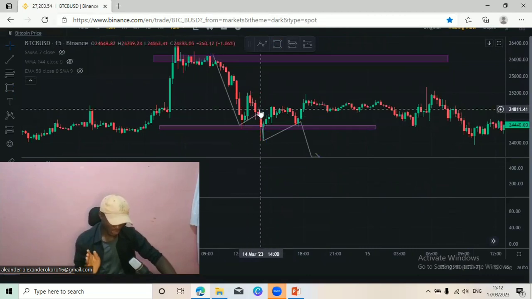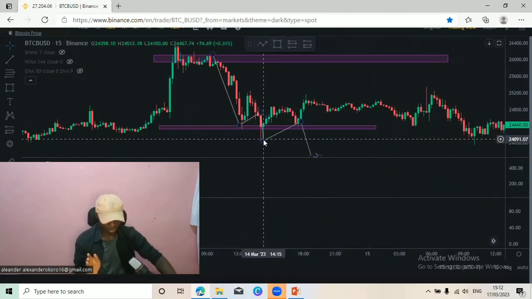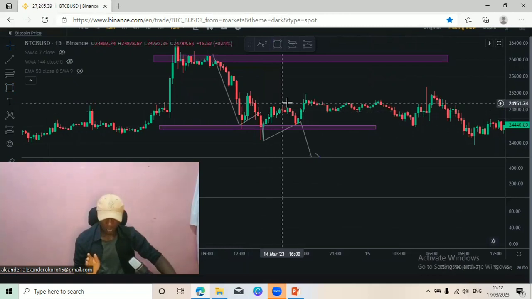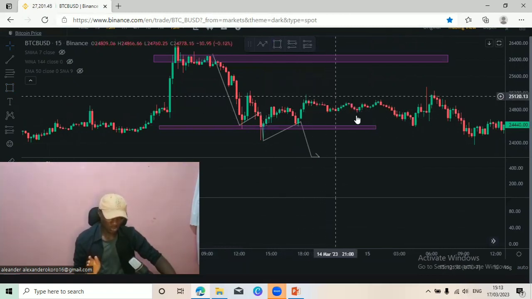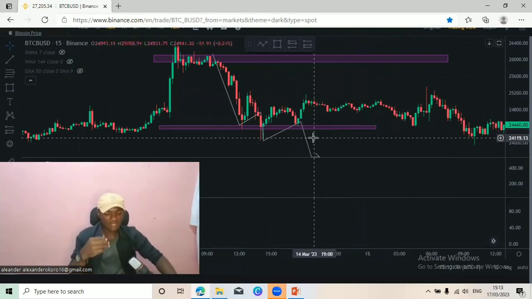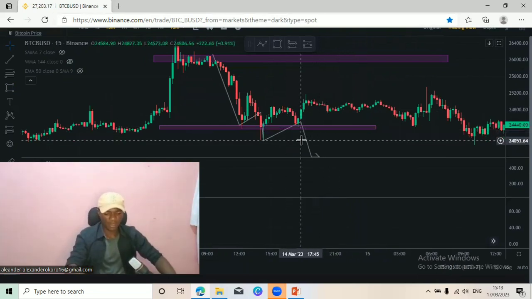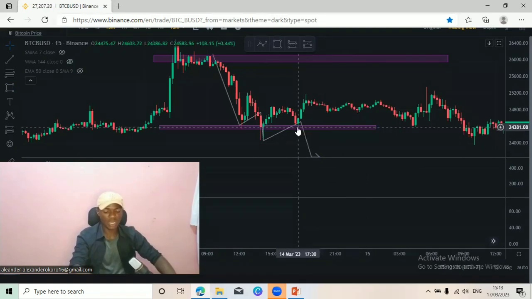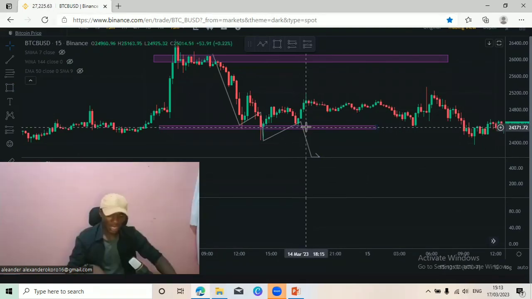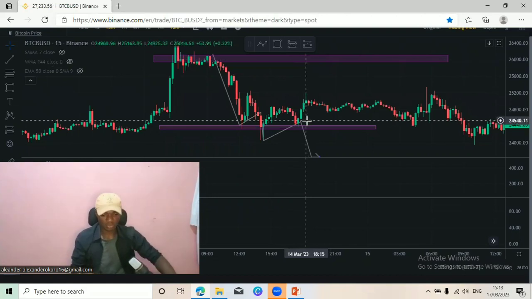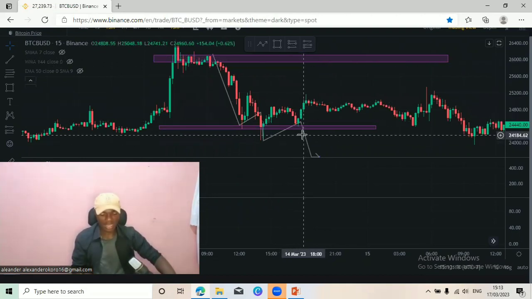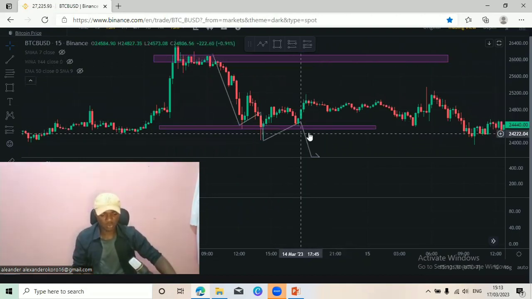It got rejected. It tried to break it from here. It got rejected. It went again, tested. It got rejected. It went again, and so on and so forth. Now, the rule is, for it, assuming this downtrend continues and breaks our support, this support will automatically turn to resistance, and that will make this market push down.